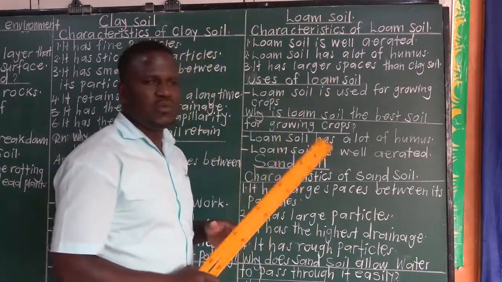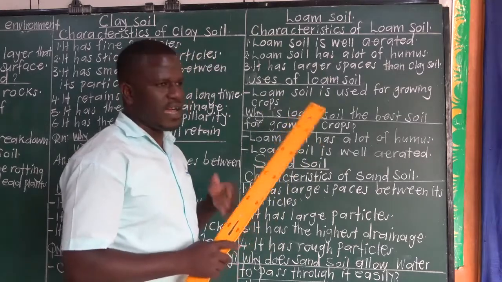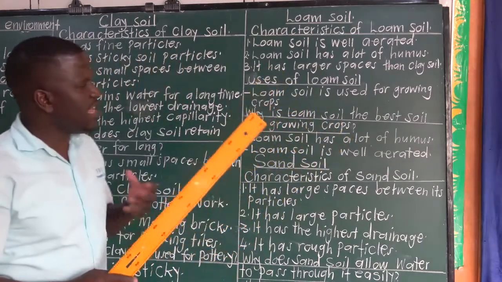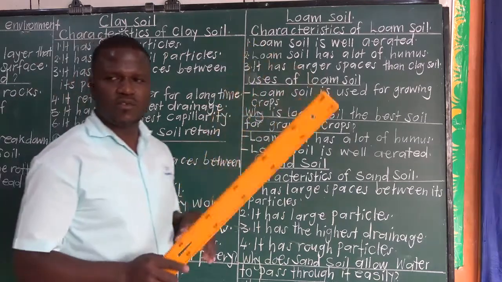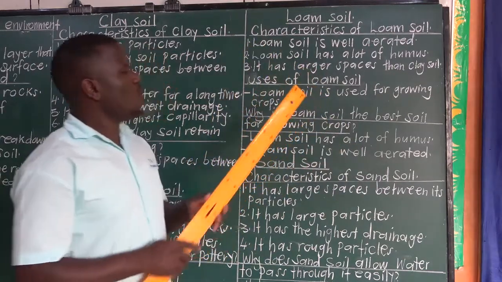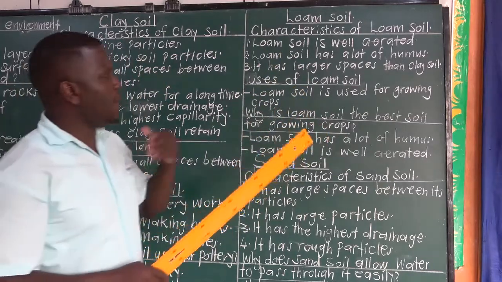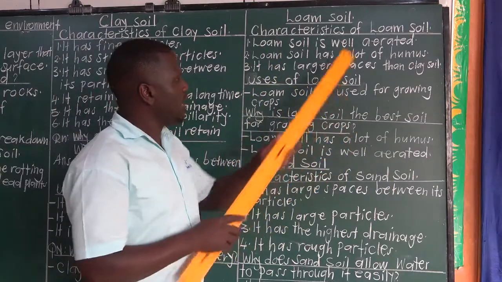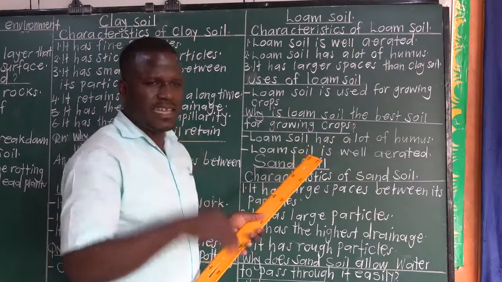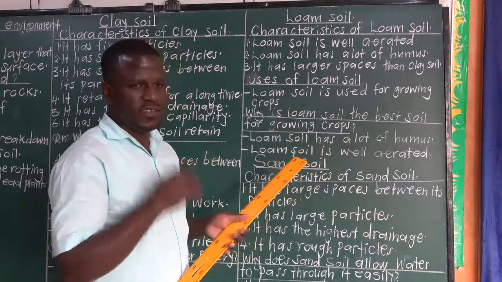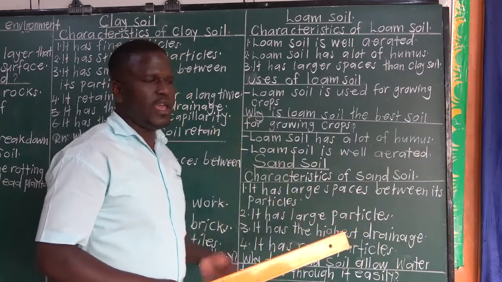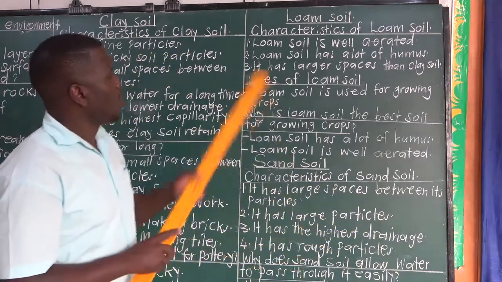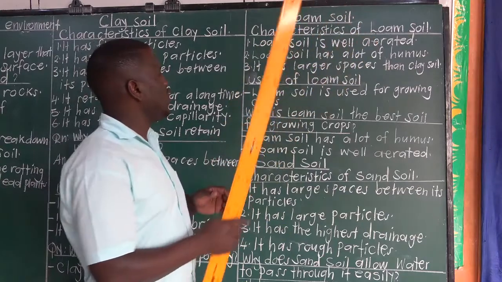And we have animals which aerate the soil, like earthworms. Earthworms can aerate the soil, and that's one of the major importance of earthworms. So how do they aerate the soil? By making channels. Aerating the soil means making channels or holes in the soil to allow water and air to enter the soil. So loam soil is well aerated.